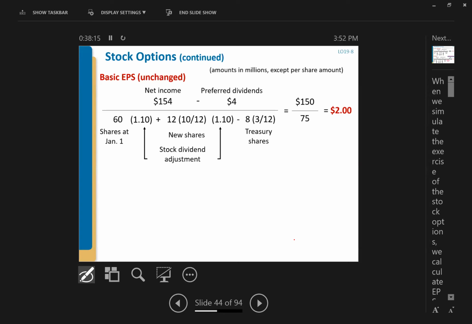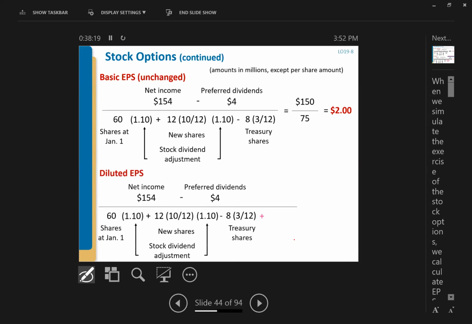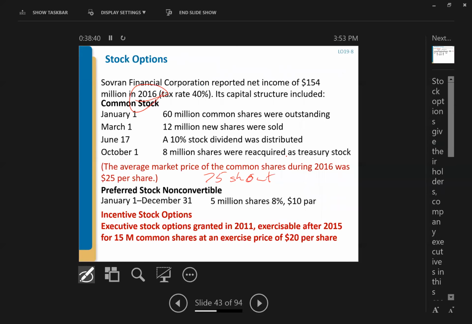I thought this was the basic. My bad, I'm like, why are they showing us that? All right, diluted. We're going to increase the number of shares in the denominator. If you remember, we had the 15 million times the $20. This gave us $300 million.